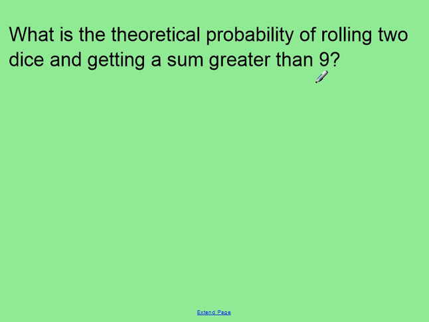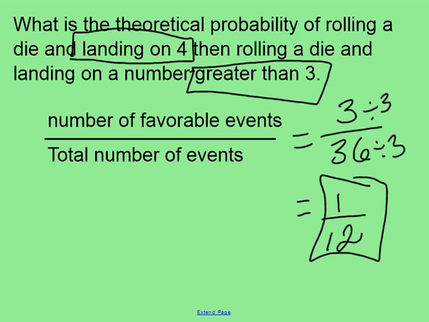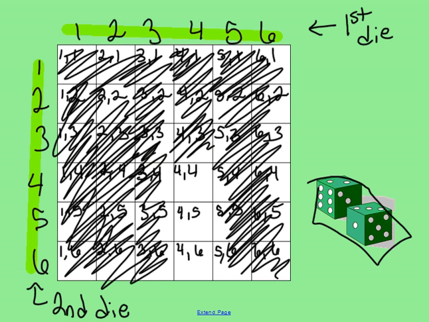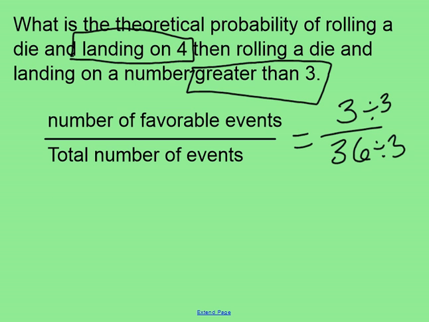Okay? So if we look, we can also answer a slightly different kind of question with this dice chart. And you'll see this one very frequently on the OAA. What is the theoretical probability of rolling 2 dice, that's 2 separate events, and getting a sum greater than 9? Sum, I want to remind you, is addition. So remember back when we were doing the table and I told you that you needed to leave plenty of room? Well, here's why. Hang on.